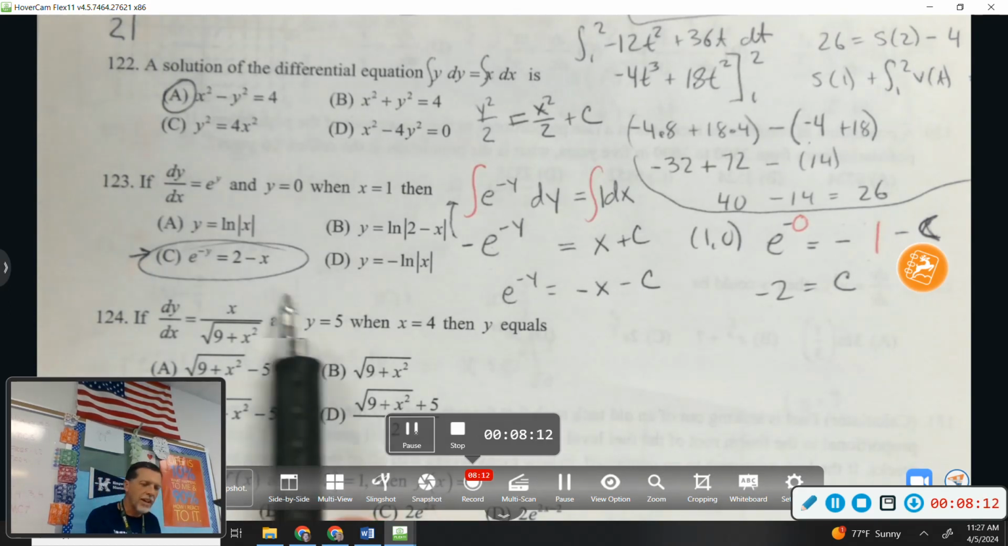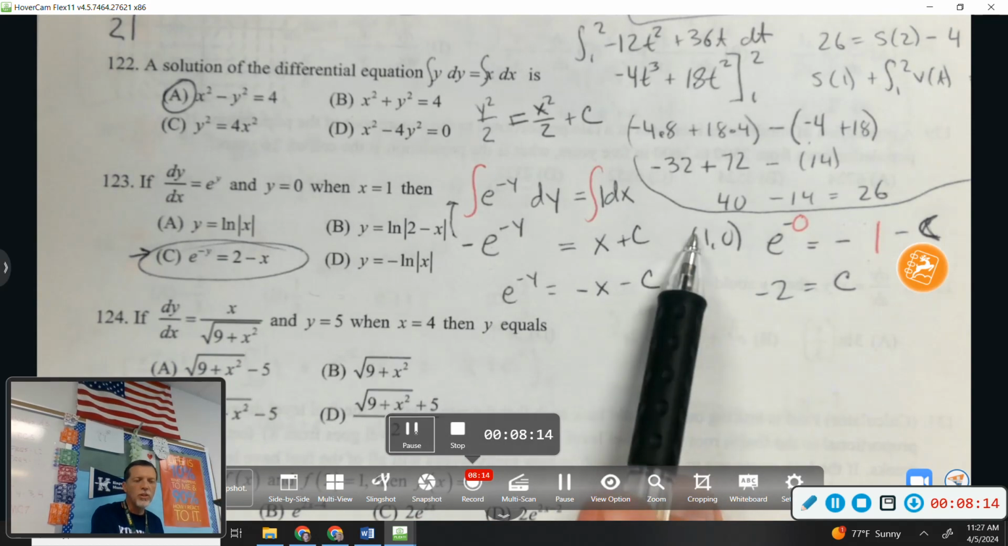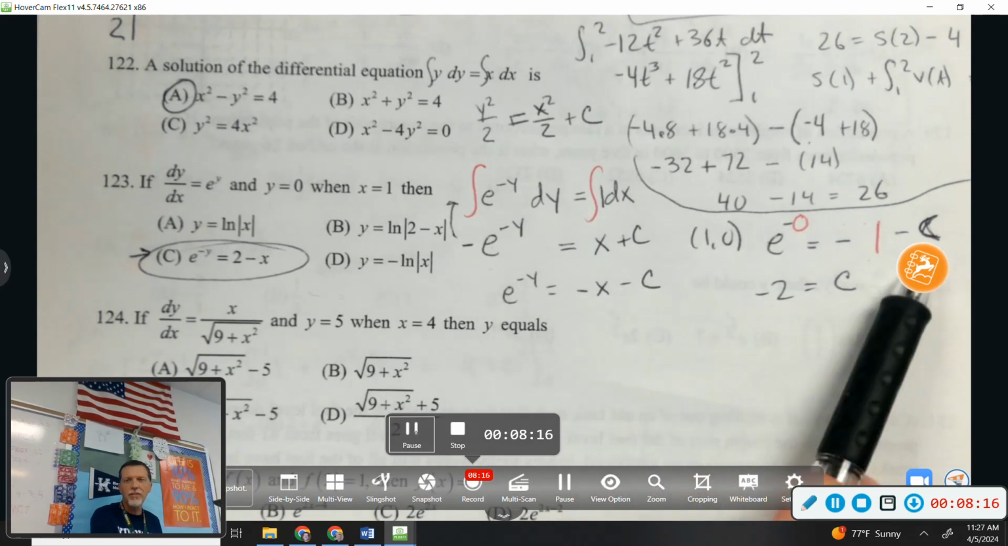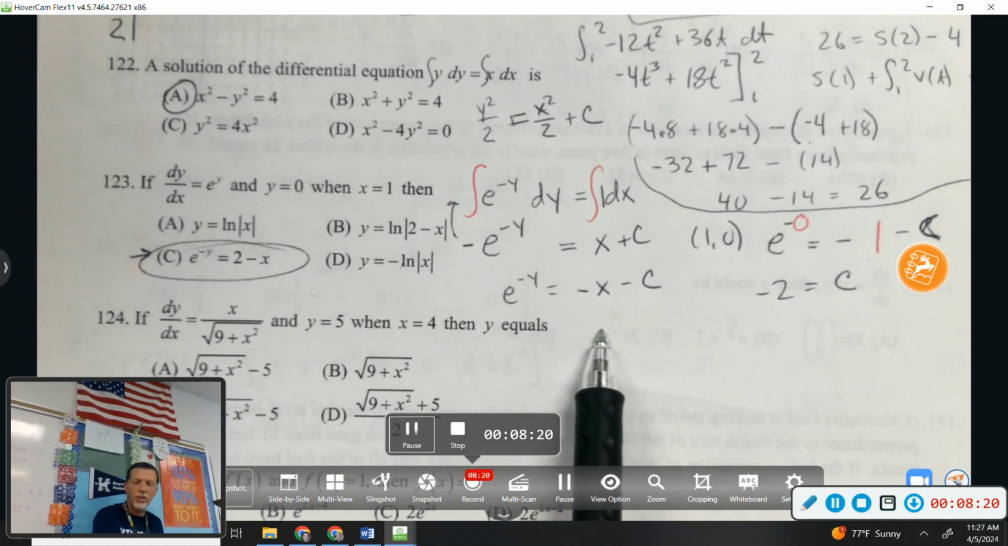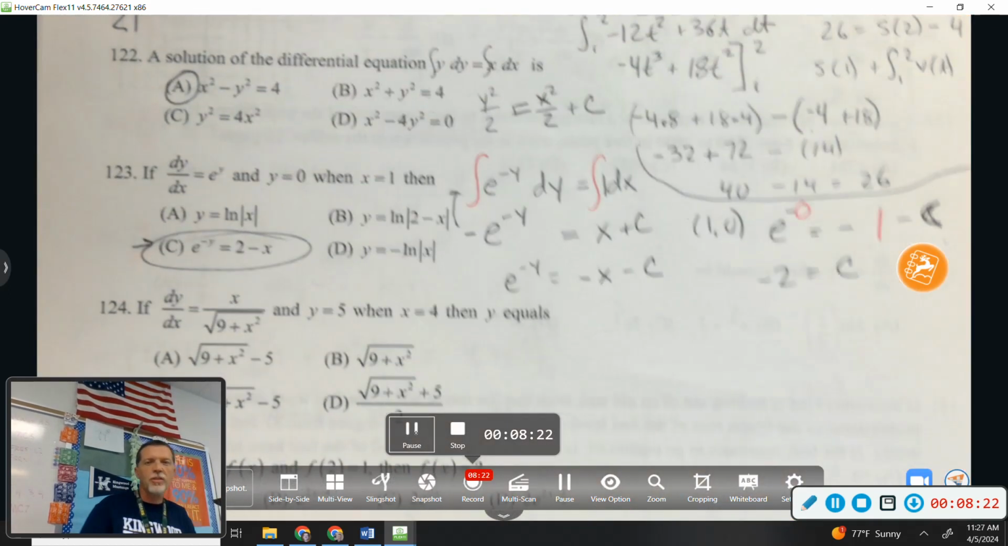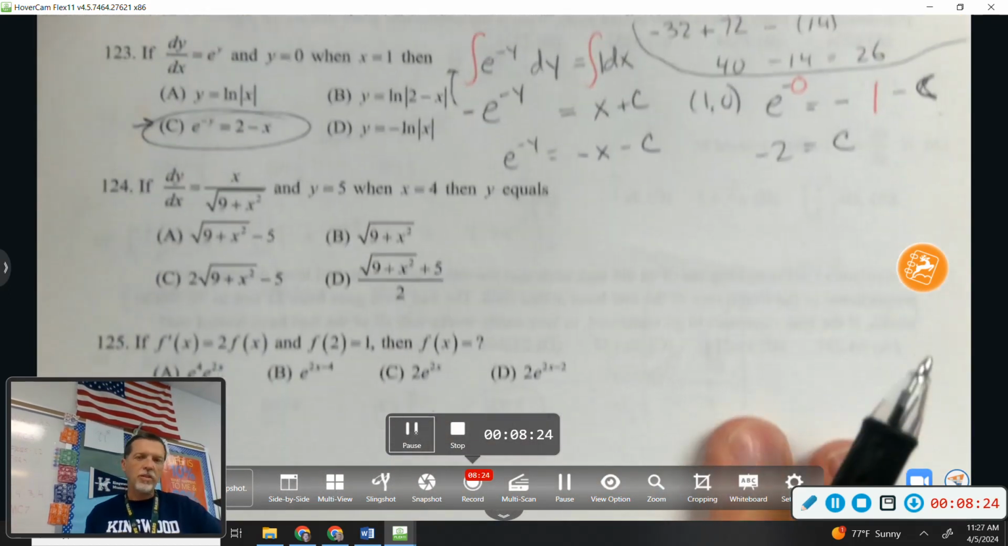This is kind of an ongoing theme of when should I plug in the point to figure out what c is, because you can solve for y and then do it, or you can do it as soon as you integrate, and it kind of just depends on the problem which would be a better choice.